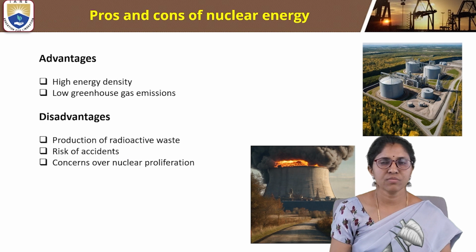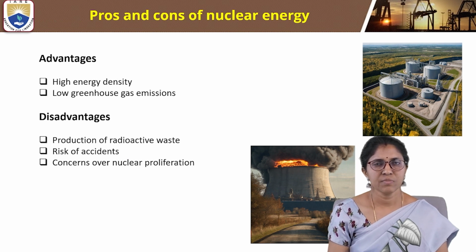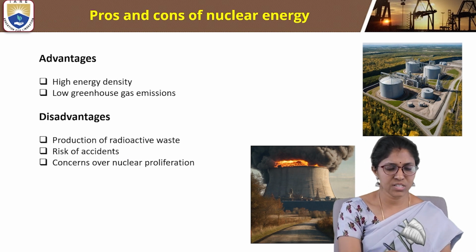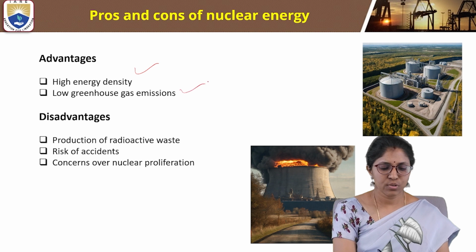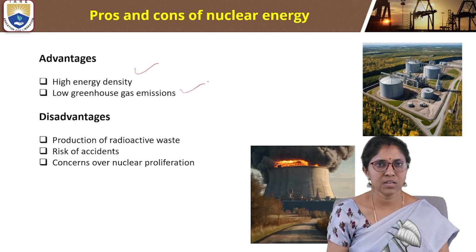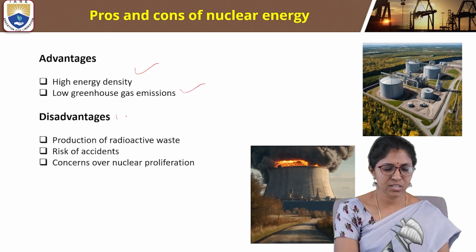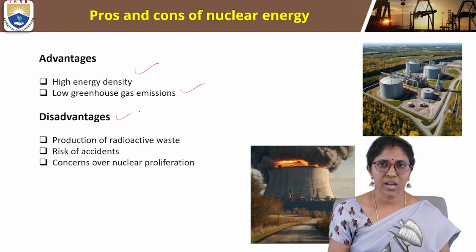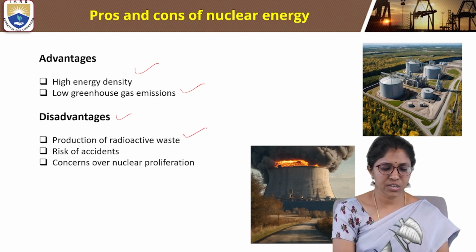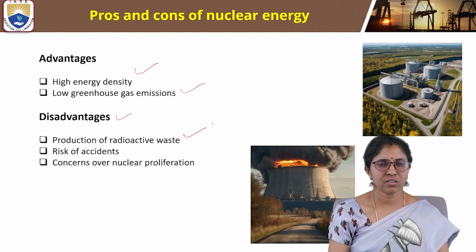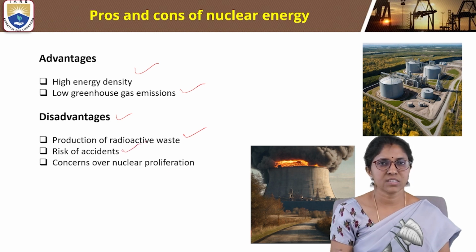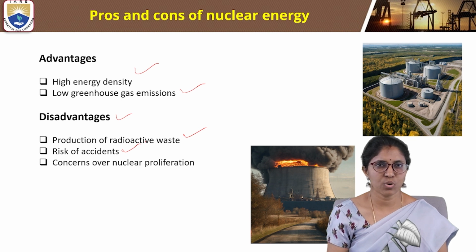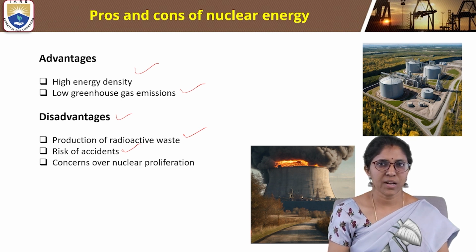Now, the pros and cons of nuclear energy, the advantages and disadvantages. Nuclear energy has high energy density and low greenhouse gas emissions. It produces low greenhouse gases, and the disadvantages are the production of radioactive waste, which is a major disadvantage of nuclear energy, and the risk of accidents. The risk of accidents is higher in nuclear power plants.